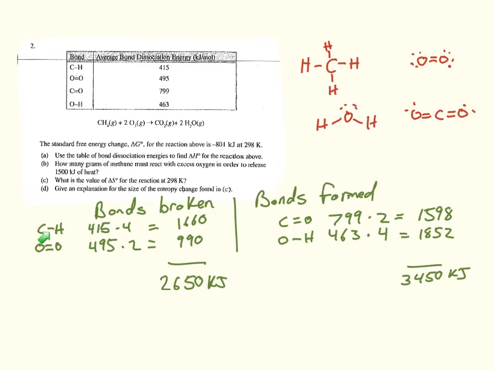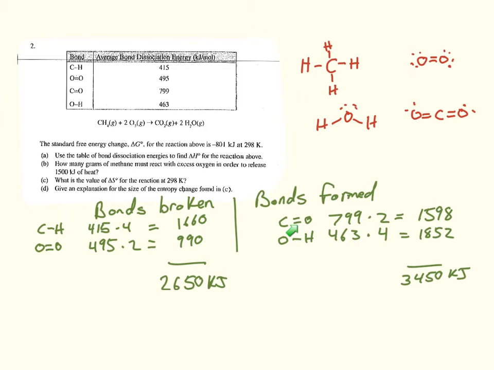So I've listed that we broke in the methane, we broke 4 CH bonds, and I got the energy it would take to do that. There's an OO double bond, but there's 2 molecules, so we do 495 times 2, add those up, and this is the amount of energy that we would need to break all those bonds. So that's endothermic, that's how much we'd have to put in.